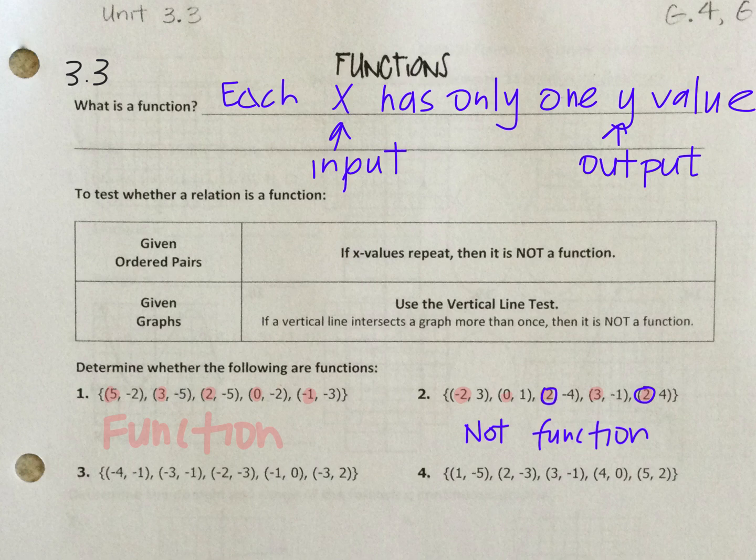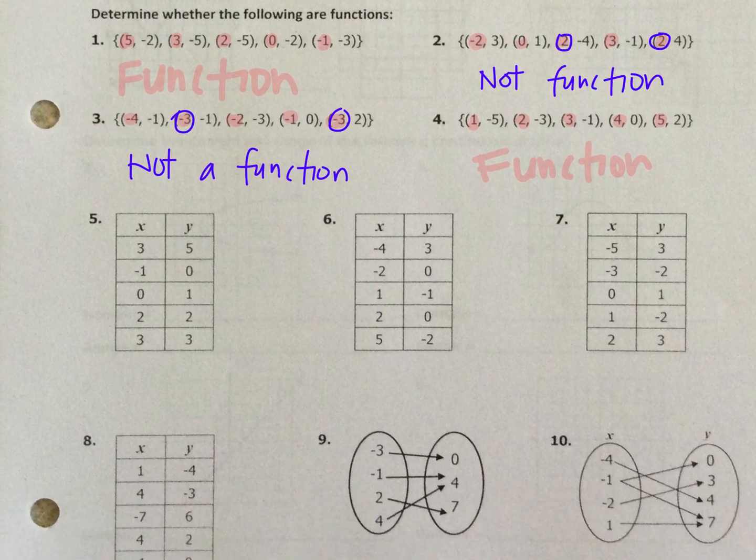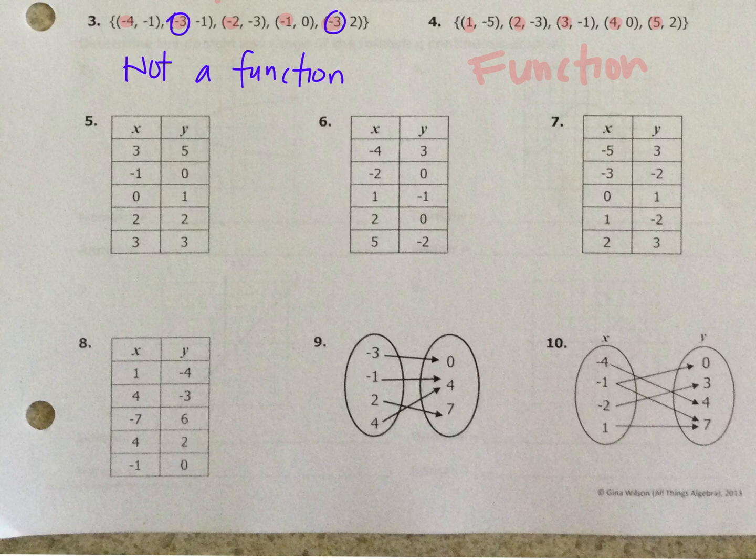The next one, -4, -3, -2, -1, -3. This one's got repeating 3's, which means not a function. And the last one, 1, 2, 3, 4, 5. Nothing repeats. This is a function. So that's super easy to look at the coordinates and say yes function, no function. Now let's look at it in table form and map form.